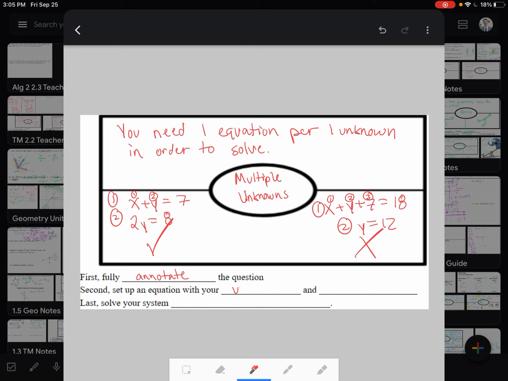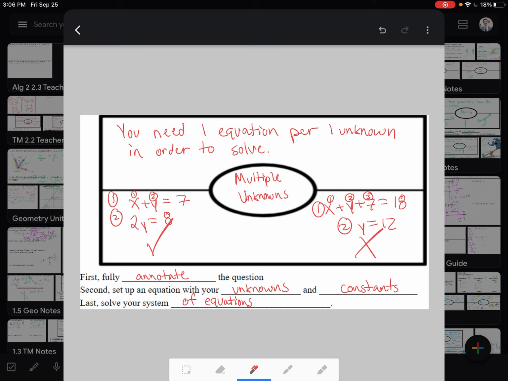Second, set up an equation with your unknowns and constants. So that's basically a fancy way of saying you're going to have some variables and you're going to have some numbers. Put them together, make them make sense together. And then finally, once you do all of that, solve your system of equations.